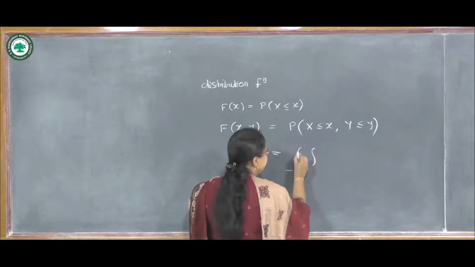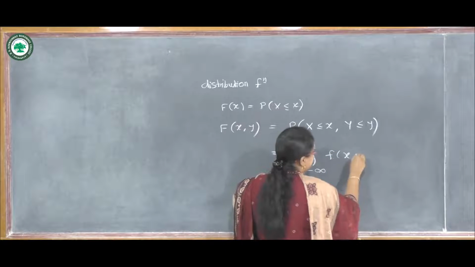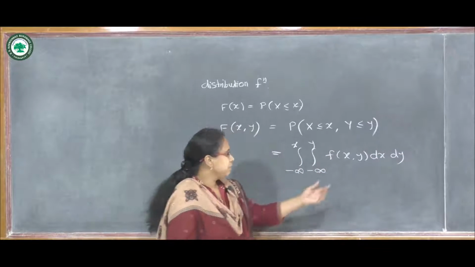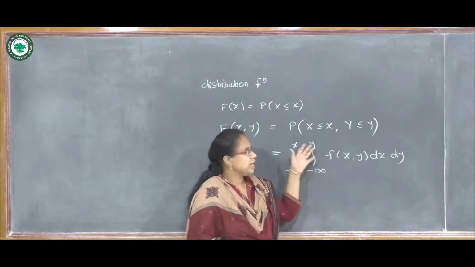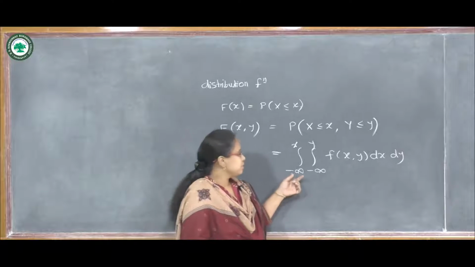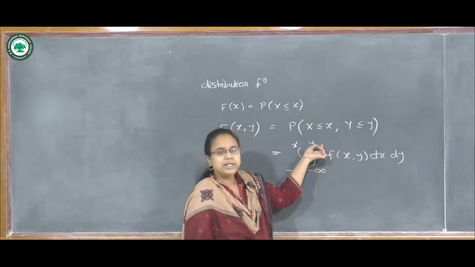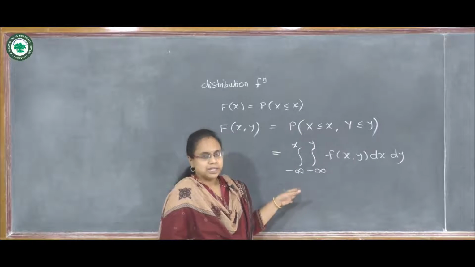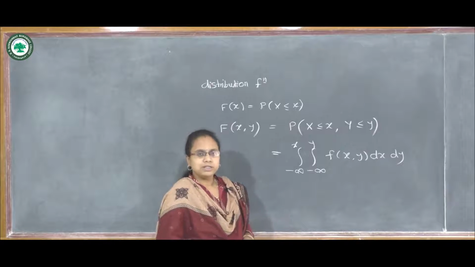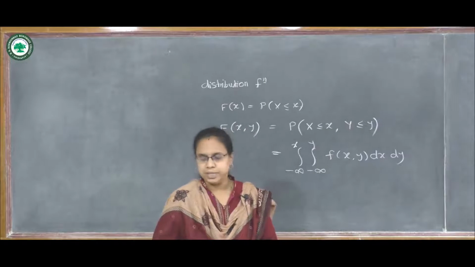By this definition we can calculate the distribution function, and it can be calculated by using double integration, that is from minus infinity to x and from minus infinity to y, f of x y dx dy. Here f of x y means the PDF. So by using the PDF we can calculate its distribution function by this method. We can also change the limits to minus infinity to a or minus infinity to the point b. So this is the definition of the cumulative distribution function in case of a continuous bivariate random variable.